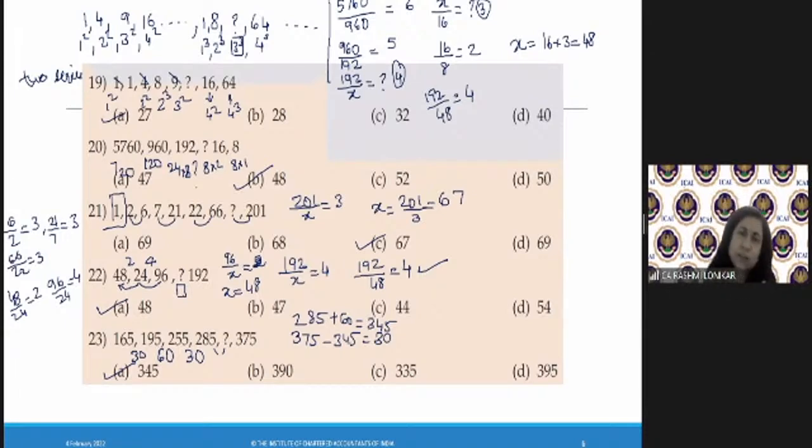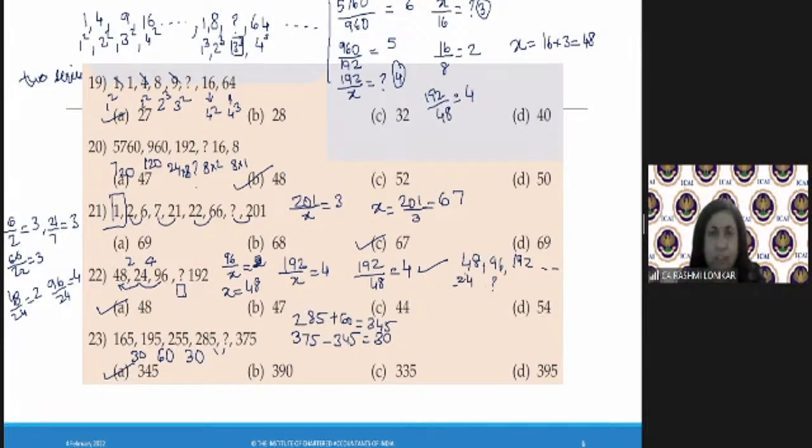Yes, again in 22, you can have two series: 48, 96, 192, and then 24 this way also. So you can do that also, because 96 divided by 48 is 2, then 192 divided by 96, again you will get 2. So you can use two series also in this case, so you can use both ways. So this is 48, 96, 192. And this is 24 and question mark.